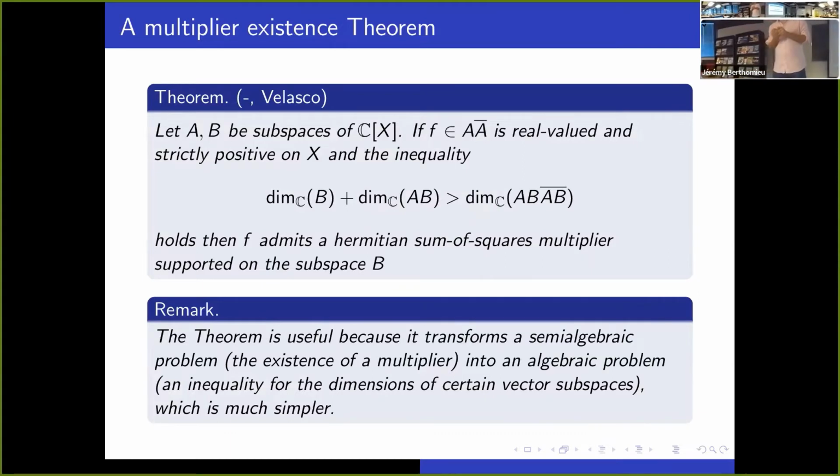With Mauricio. Let A and B be subspaces of C of X. If F is in A times the conjugate of A, and F is a real valued function and strictly positive on X, and this inequality holds, we say that F admits a Hermitian sum of squares multiplier supported on the subspace B. So why is this theorem important? Because this theorem transforms a semi-algebraic problem, the existence of a multiplier, into an algebraic problem, which is much simpler: the problem of calculating the dimension of these vector spaces.